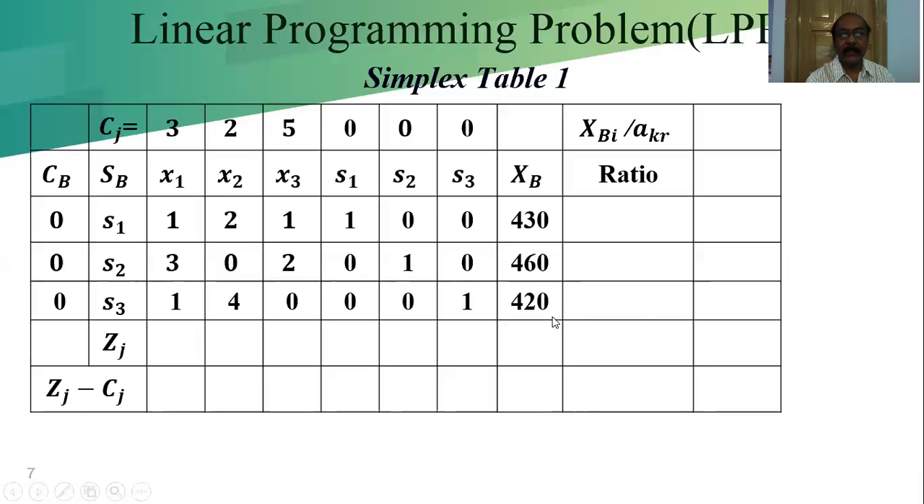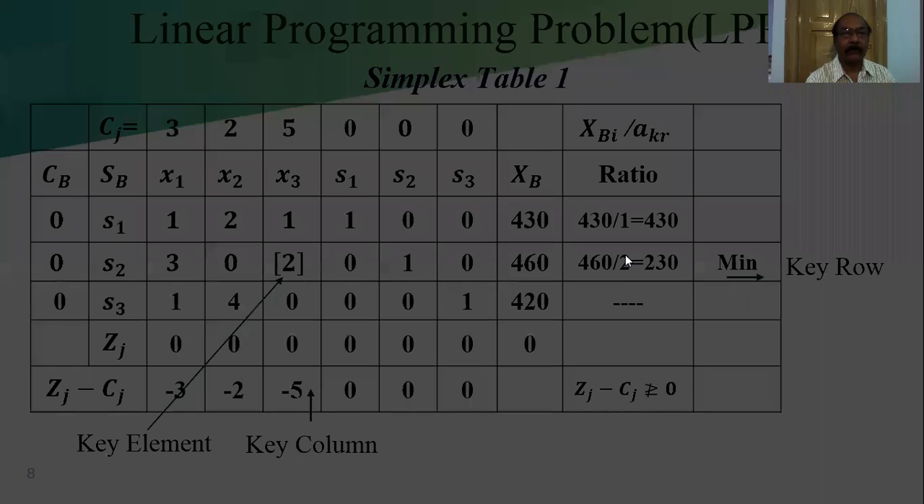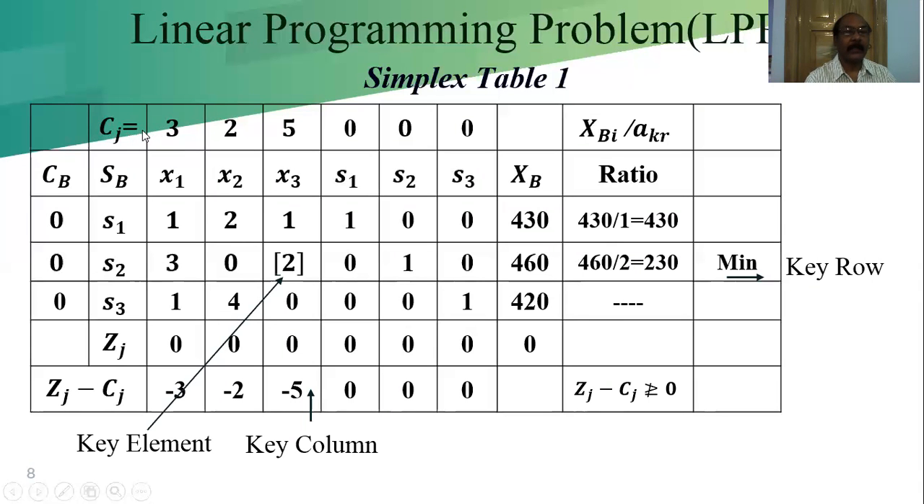Now it is improved from table to table. As we move from table 1 to table 2, table 2 to table 3, until Zj minus Cj is greater than or equal to 0. Cj. In this case, we are calculating the Zj. Zj, in every case with respect to the variables, is 0.